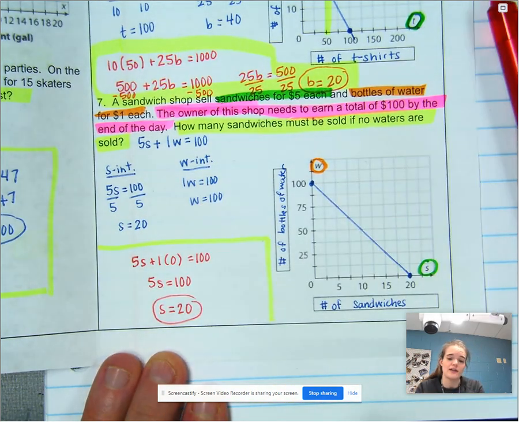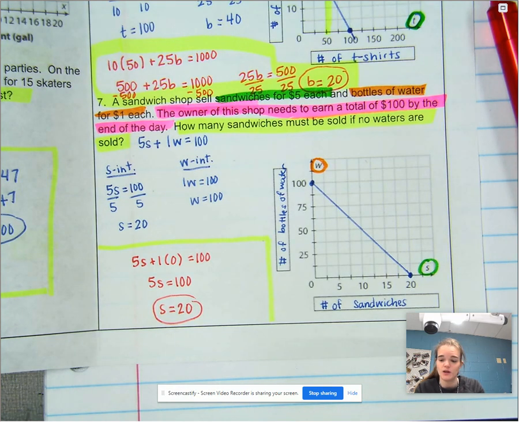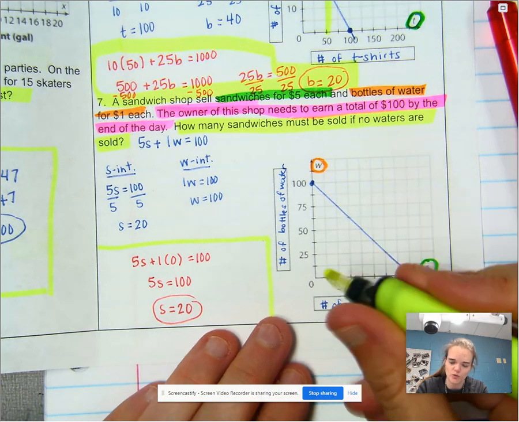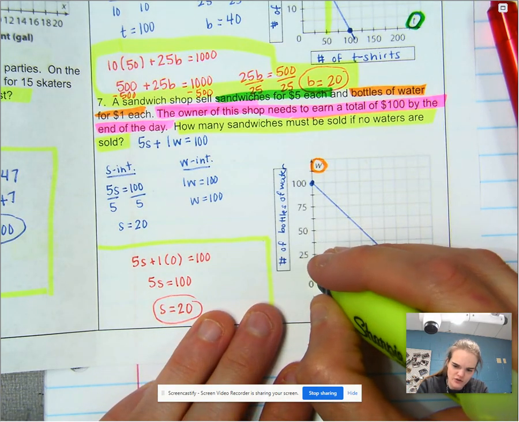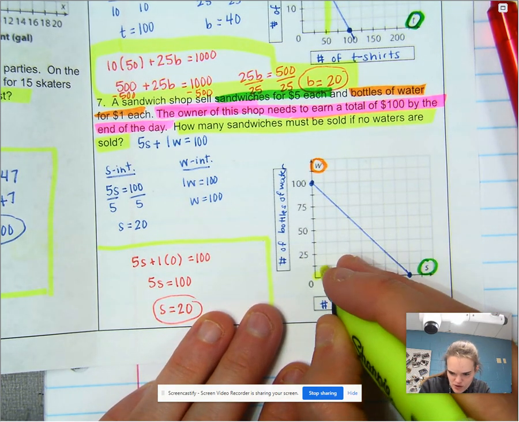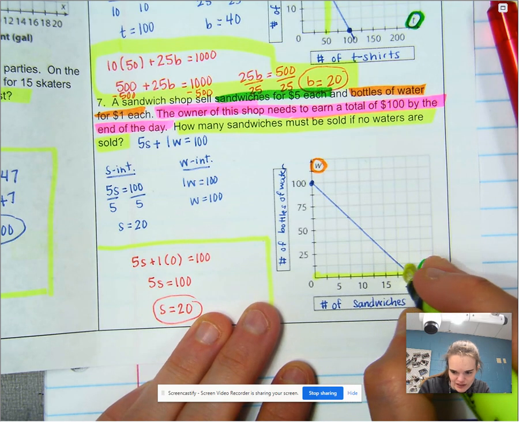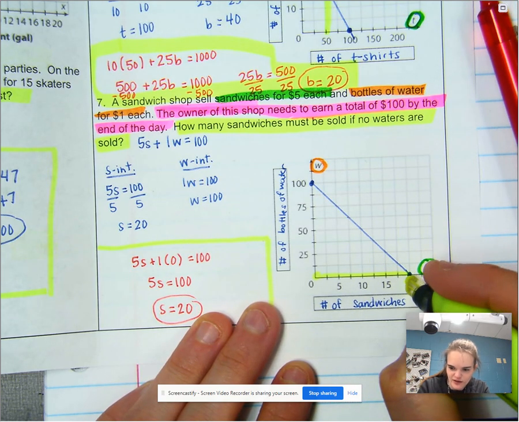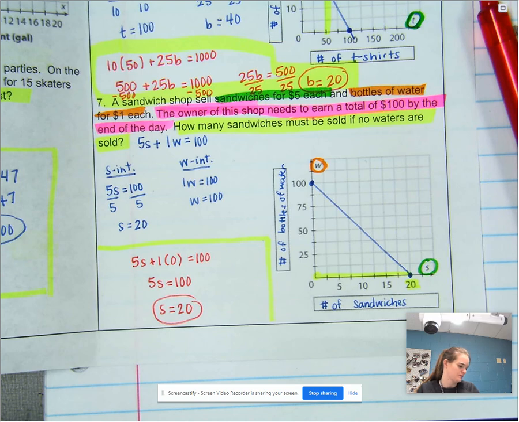Here's how I know that, though. If I'm looking, it says how many sandwiches must be sold if no waters are sold. No waters is right here. So I go over until I meet the line. The line is at 20. That's how many I have to sell. Okay?